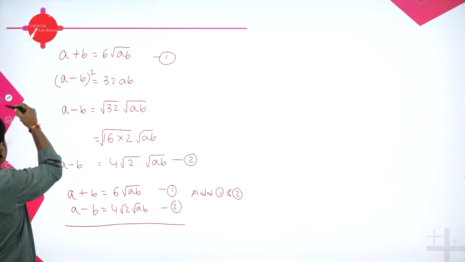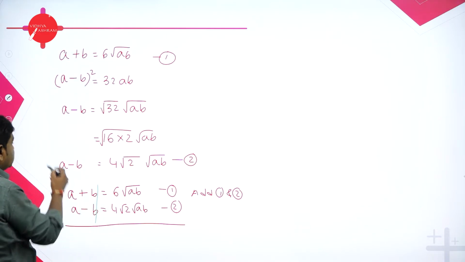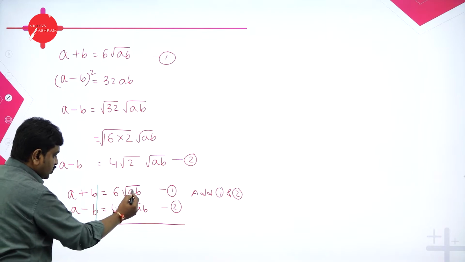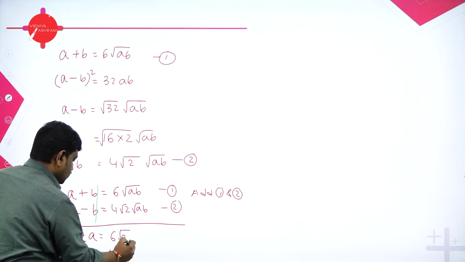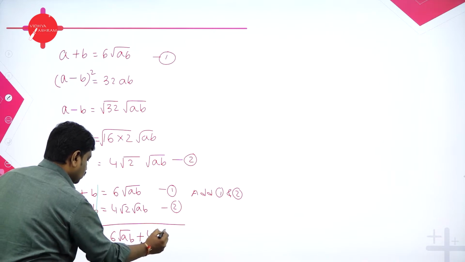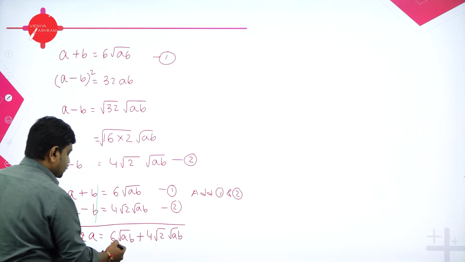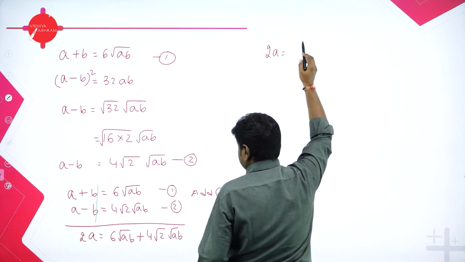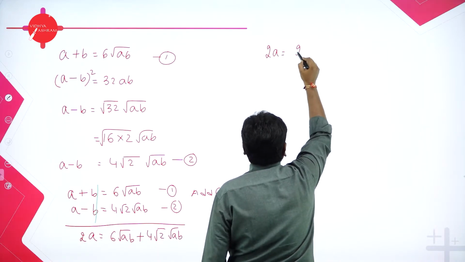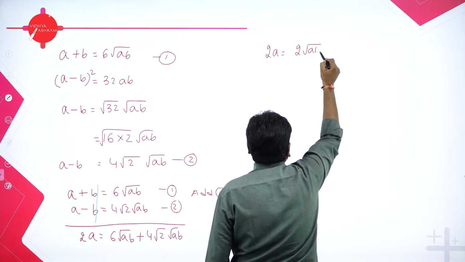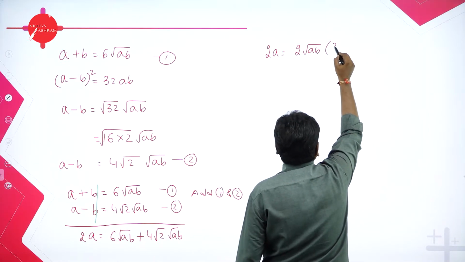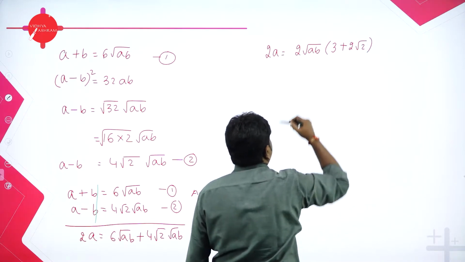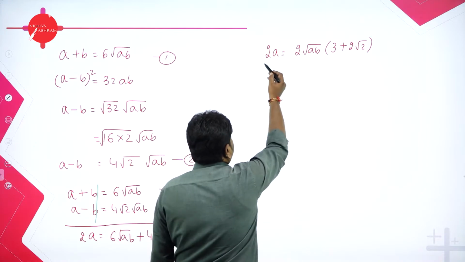When you add 1 and 2, plus B minus B cancels. A plus A becomes 2A. Right side: 6 root AB plus 4 root 2 root AB. Now we can take terms common. In these two I'll take 2 common and root AB common. 2 root AB common, the first term becomes 3, the second term becomes 2 root 2. So we have 2A equals 2 root AB into 3 plus 2 root 2, and transfer 2 to this side.